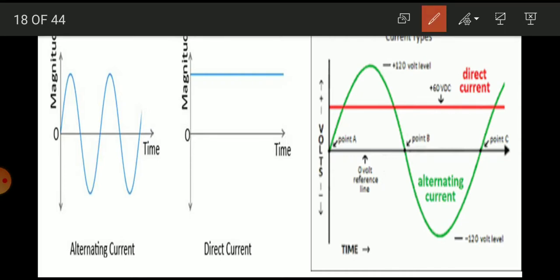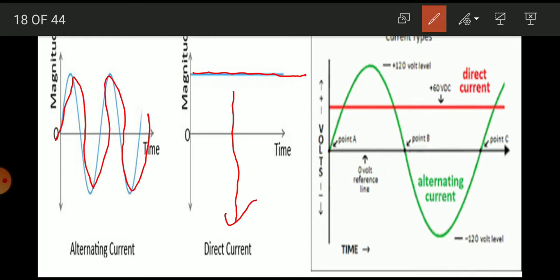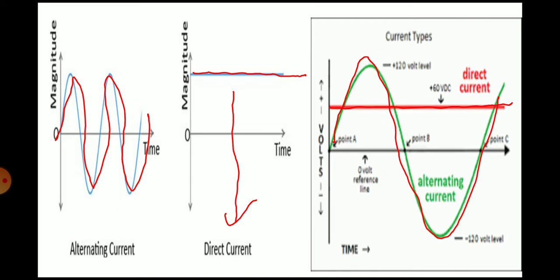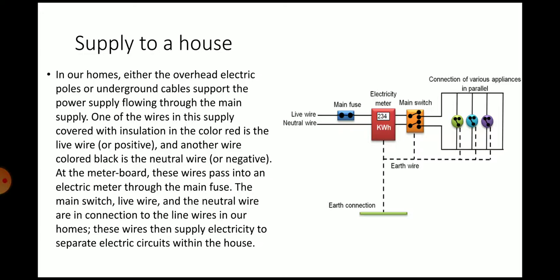This is the graph of DC current, whose value does not change. This one reverses the direction, it is AC current, alternating current. The red line is DC current. And this is the graph comparison of both the supply currents, DC current and AC current, supplied to a house.